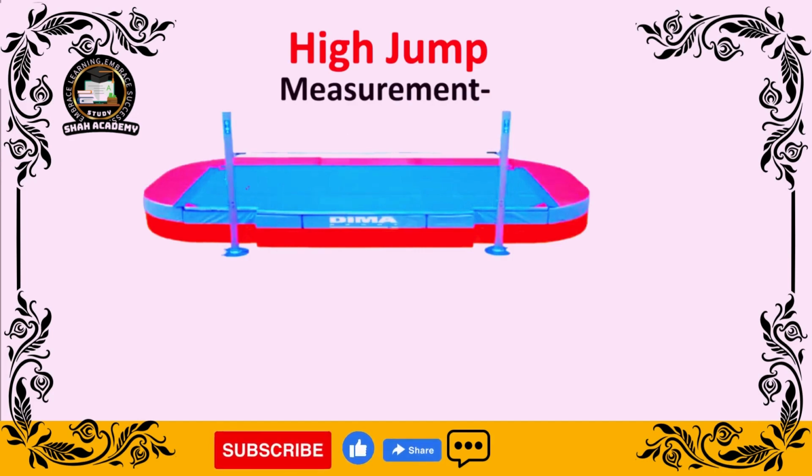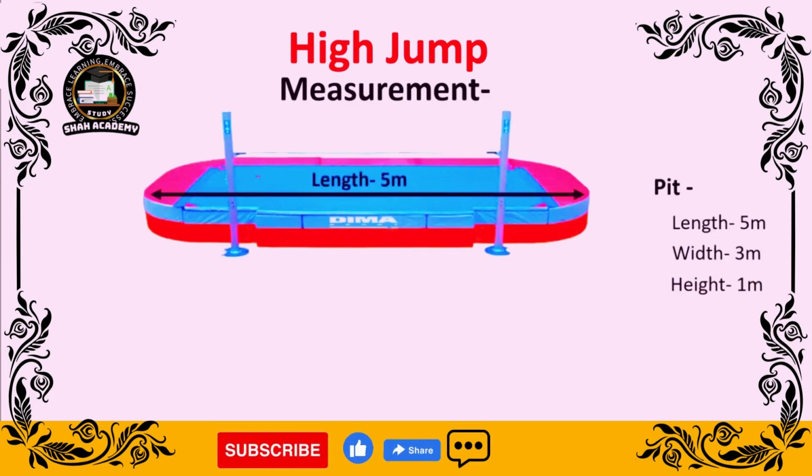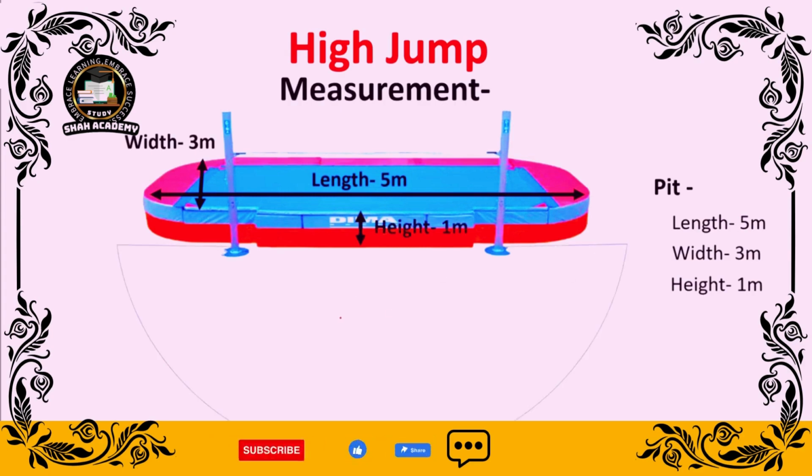What is the length of the landing area? Its length is 5 meters, its width is 3 meters, and its height is 1 meter. It should be 16 meters from here, and the player will come running from here, and over this bar he will jump and land on top of this matted area, and you can see this post and the crossbar.